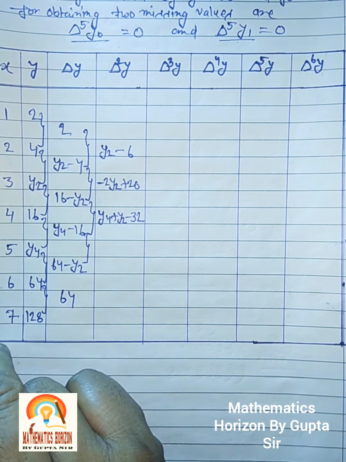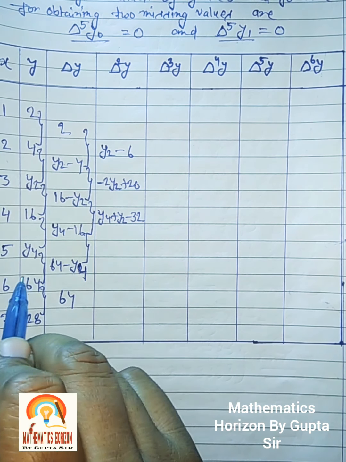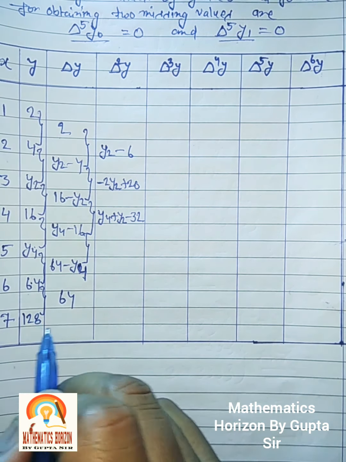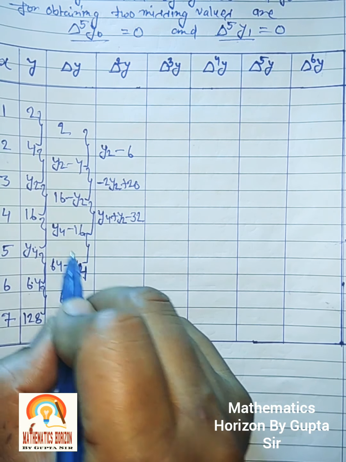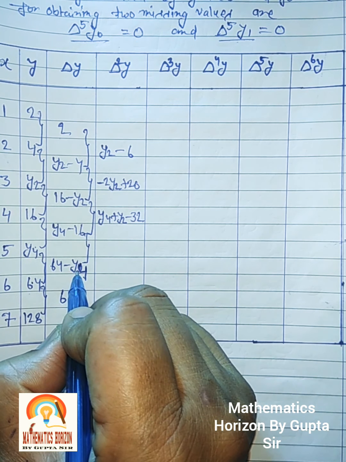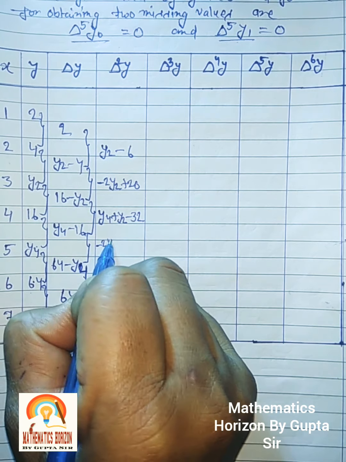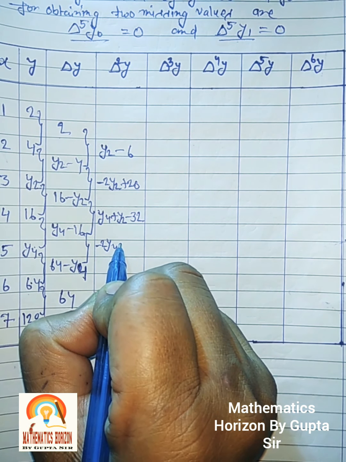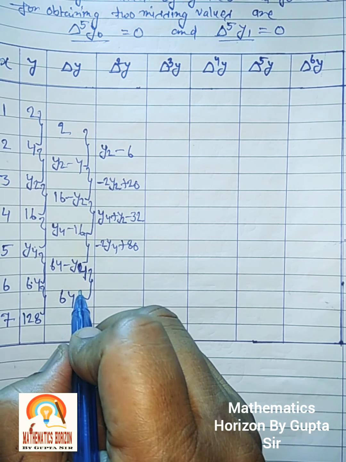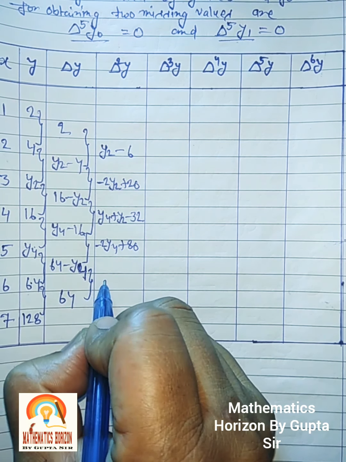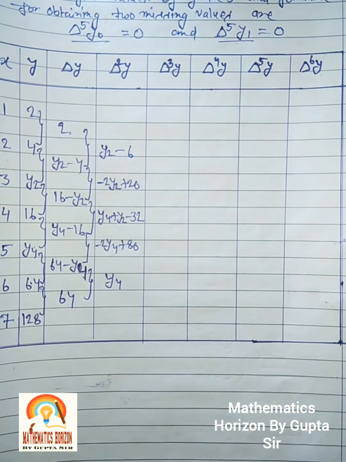Sorry, this is y4. So here we have 16 minus y4. Okay. Now what we had here? This minus this, y4, means this will be minus 2y4 minus 2y4 plus 80, and the difference of these two will be 64 cancel out. Here we get only y4. These are the differences of second order.